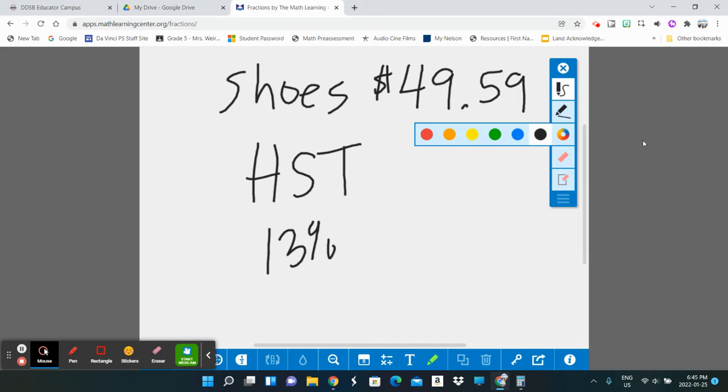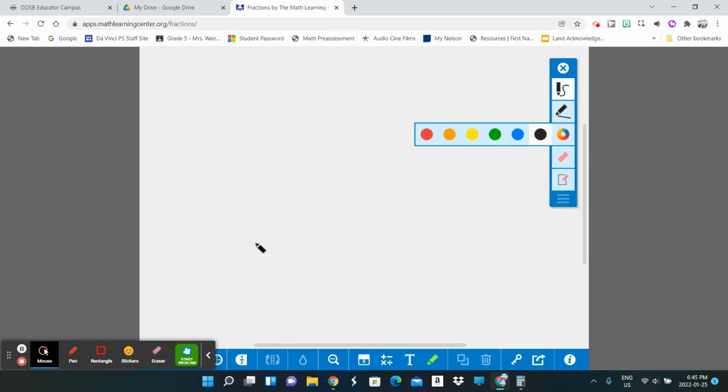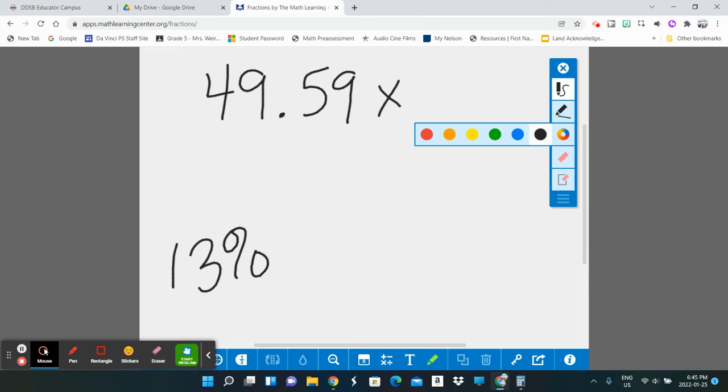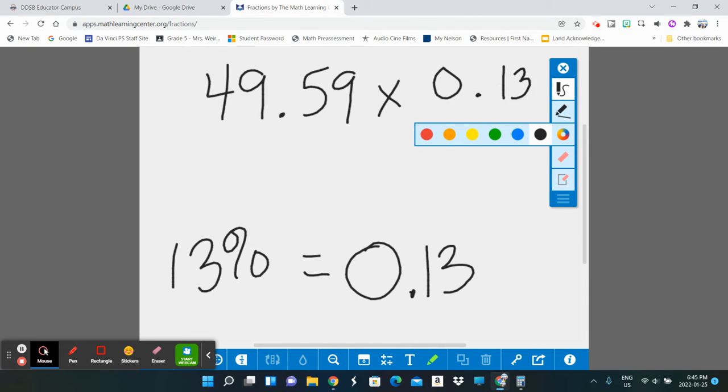So how are we going to do that? We've got $49.59, so we need to do $49.59 times. To convert our percentage to a decimal, it looks like this: 0 and 13 hundredths. For purposes of today, we'll just call it 0.13. So that's what we're going to be typing into our calculator.